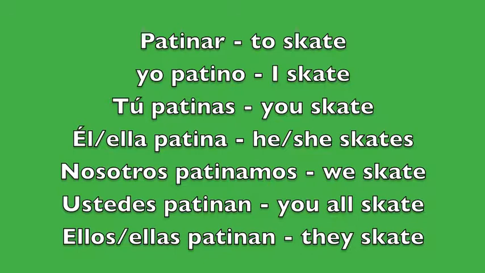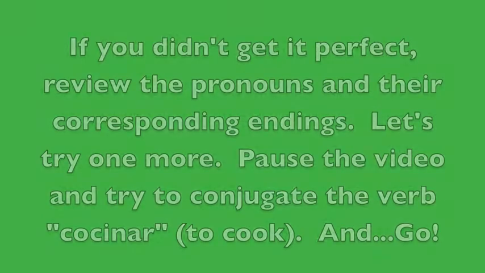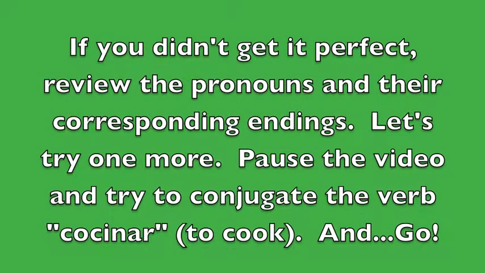Patinar, to skate. Yo patino, I skate. Tú patinas, you skate. Él patina, ella patina. He skates, she skates. Nosotros patinamos, we skate. Ustedes patinan, you all skate. Ellos patinan, they skate. The person, la persona. If you didn't get it perfect, don't worry. Just review the pronouns and their corresponding endings for AR verbs.